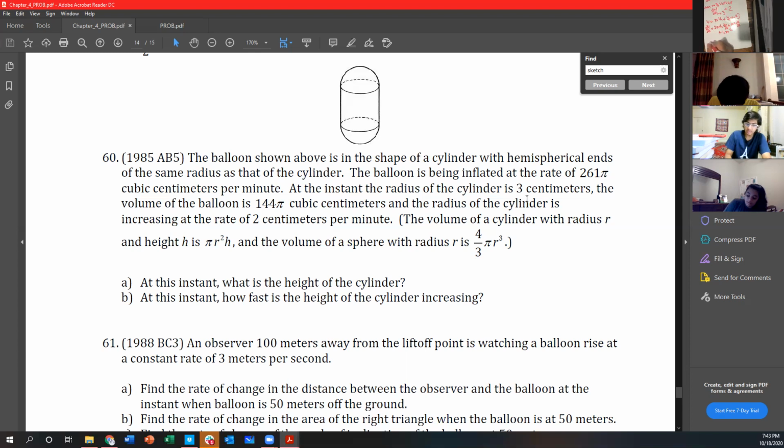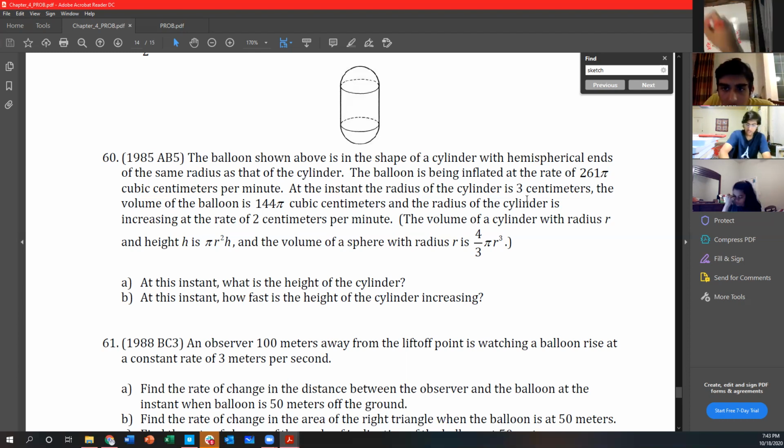We know dV/dt is equal to 261 pi. 2 pi r is just 3. h, we found in the last problem, h was what, 12, I think? Yes. Okay, 12. dr/dt is 2, plus pi times r squared. r is 3 squared. dh/dt, and this is what we're going to eventually solve for, plus 4 pi r squared. So r is 3 squared. Okay, now we just have to solve for this. So I'm going to erase from the top and keep solving.